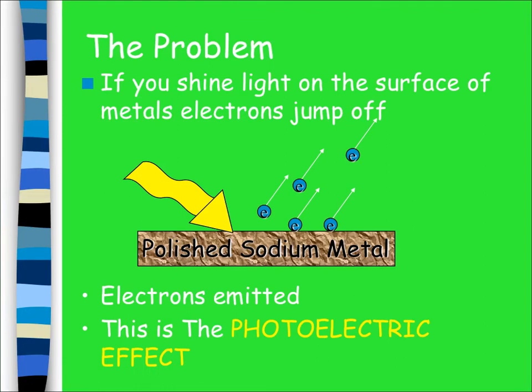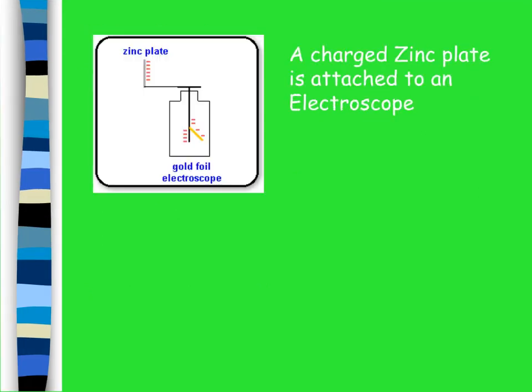Well, a long time ago, people found out that just like heat causing electrons to jump off a metal, if you shone light onto a metal, electrons always jumped off. This is not surprising. Both light and heat are forms of energy, and they give their energy to the electrons, and the electrons jump into space. And it got called the photoelectric effect.